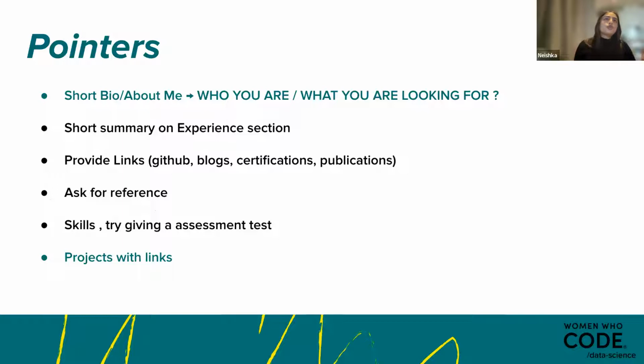Again, short pointers that we might need to remember. Bio, about me, who you are, what you're looking for, a short summary on the experience section, provide links of GitHub, blogs, certification, and publication. Ask for reference. Skills, try giving an assessment test if possible. You can endorse your friends and family, and you can ask for endorsements as well.